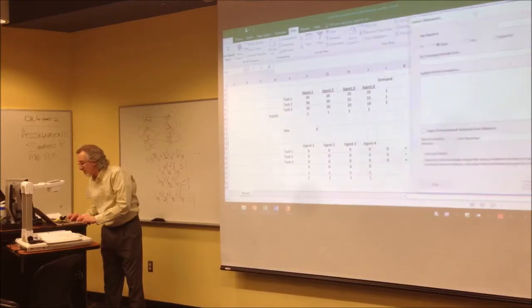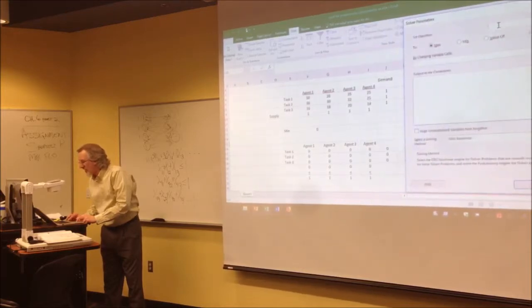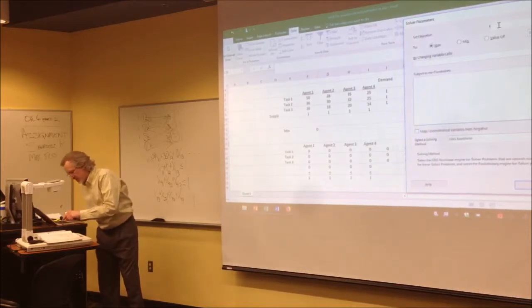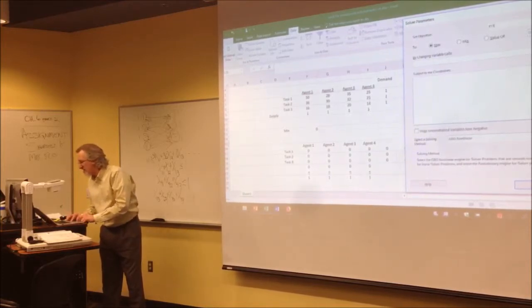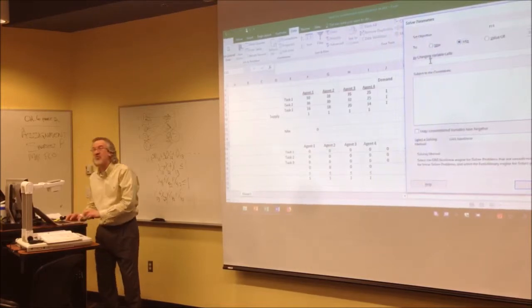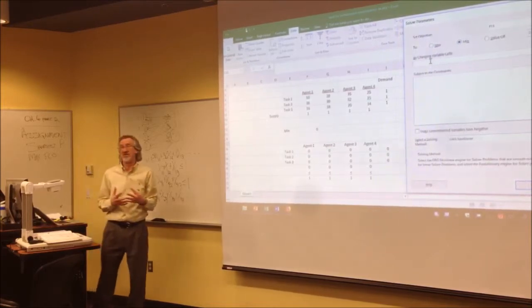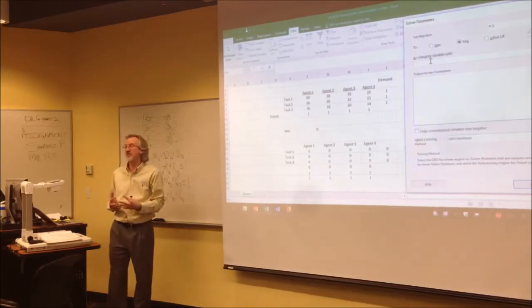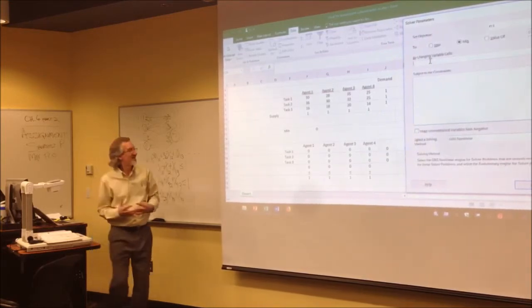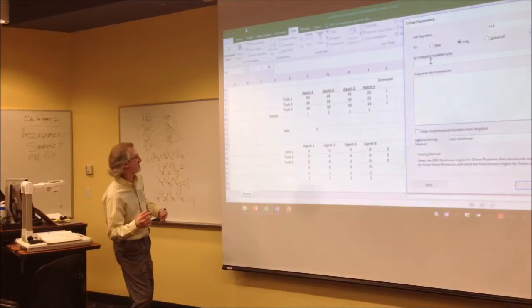Oh, look at that. There's no numbers in it. Perfect. What goes in set objective? F13. Very good. Probably supposed to be with dollar signs. Max or min? Changing variable cells. Where are the cells where the answers are going to appear? F16 to I. That's 16, 17, I think.